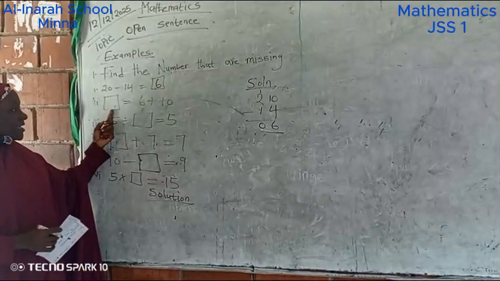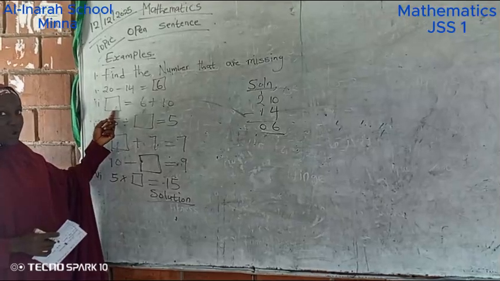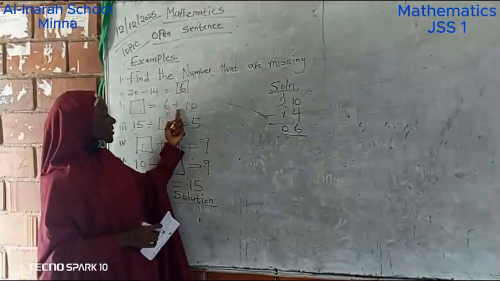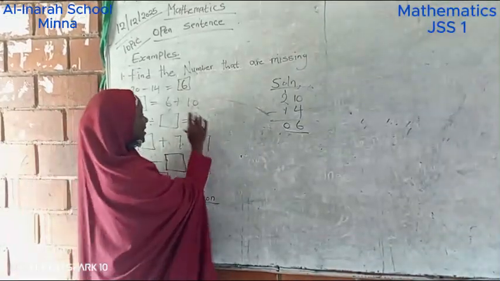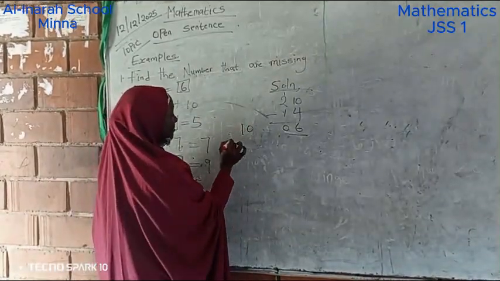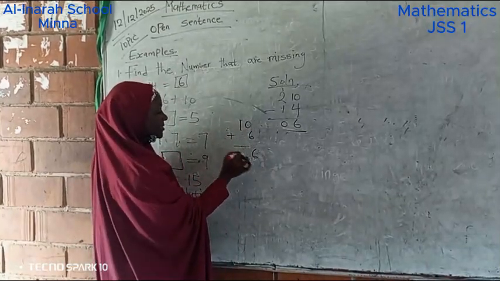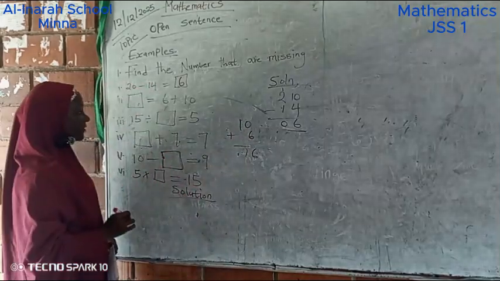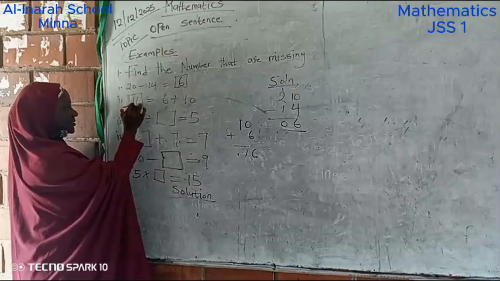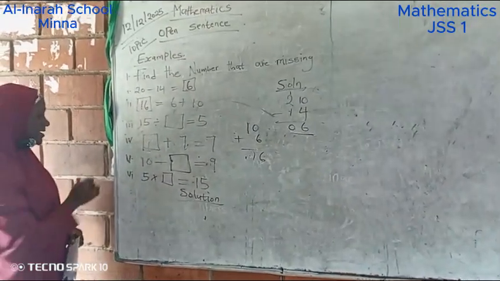Let's go to number 2. Here, this answer is not given, and we are looking for the missing number. We have 6 plus 10. For us to get the number given, we are going to have 10 plus 6. 0 plus 6, we have 6. 1 here, there is no number here. We bring it down, and our answer is 16. That is the missing number.